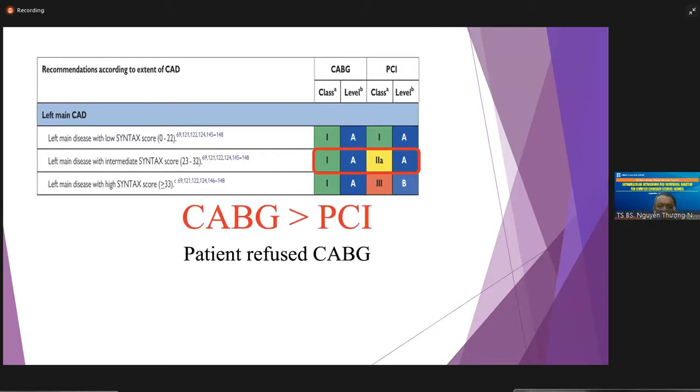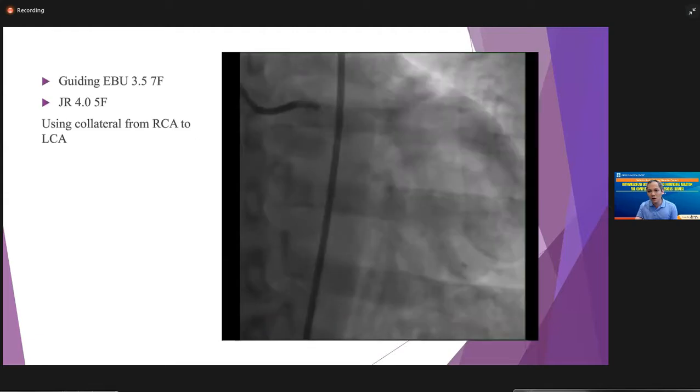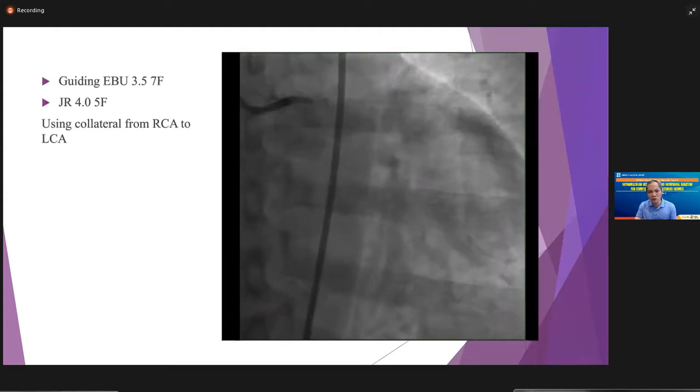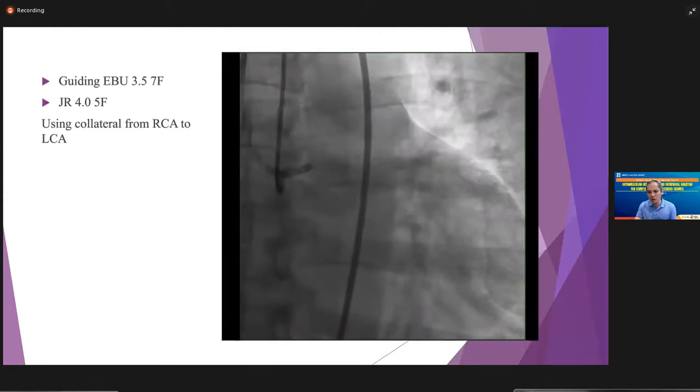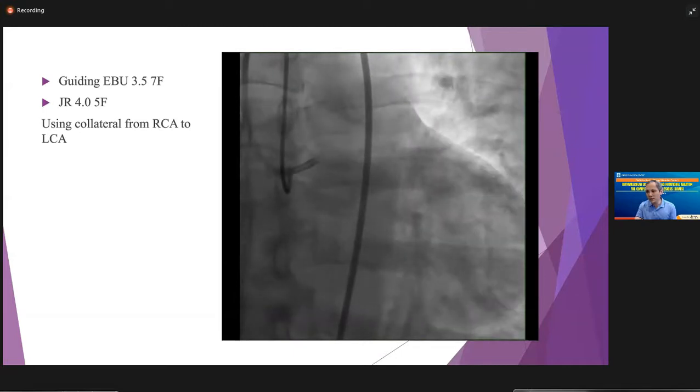But after explaining to the patient and his family, they did not choose CABG. We refused CABG and we chose PCI. After that, we decided on the procedure for the patient. We made two punctures, in the radial with a 6 French and the femoral with a 7 French.